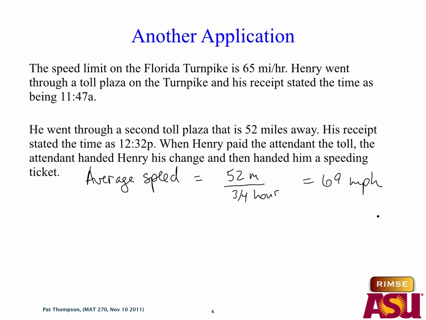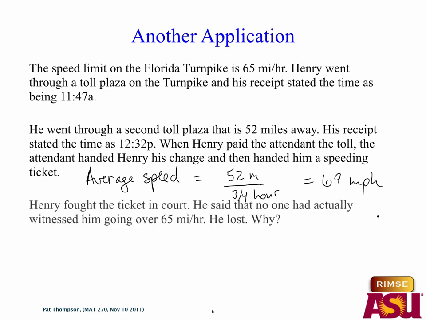So intuitively, the argument goes, well, he was going slower than 69 miles per hour for some of the time, and then he had to be going faster if the average is going to come out to be 69, right? So Henry fought the ticket in court. He said no one actually witnessed him going 65 miles per hour, but he lost. And this argument that we just gave is the reason why, okay?